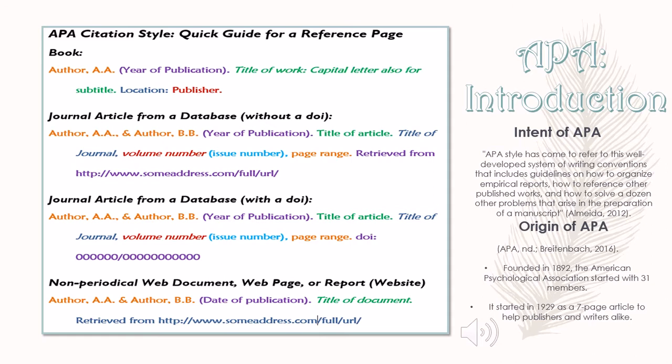APA Style started in 1929 with a 7-page article to help save publishers money and time, as submitted manuscripts were often too long, inconsistent, and sometimes incoherent. Today, the APA is the largest scientific and professional organization with more than 118,000 members.